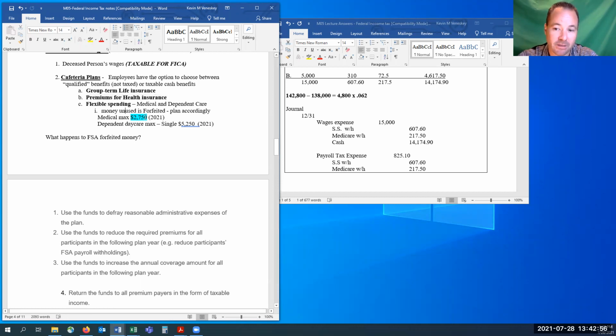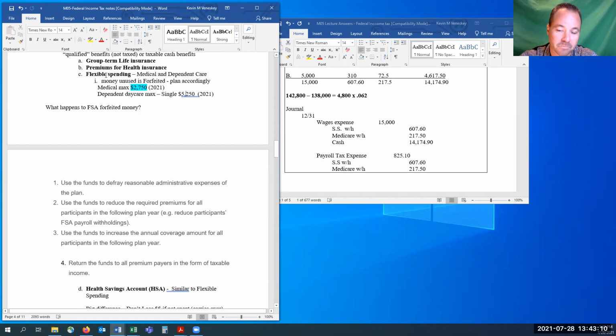Flexible spending does the same thing. You can see the max. This is how much you can actually put into your medical or your dependent daycare, and it be considered not taxed. Now, the bad thing about flexible spending compared to a health savings account is the FSA is forfeited.